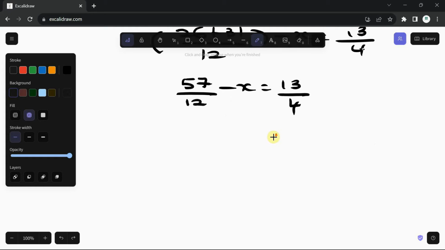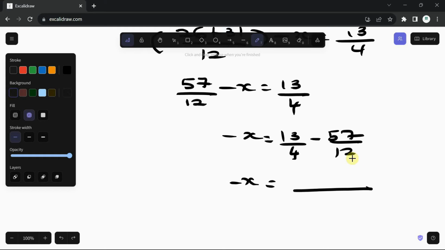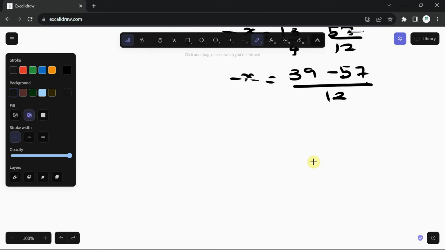Right, so let's collect like terms. So that will be minus x is equal to 13 over 4. This is plus 57, so it becomes minus 57 over 12. Now if you look at these two, what is the LCM? Great, that's 12. 12 divided by 4 is 3, 3 times 13 is 39, minus 12 divided by 12 is 1, 1 times 57 is 57. Right, so we have to simplify the top.